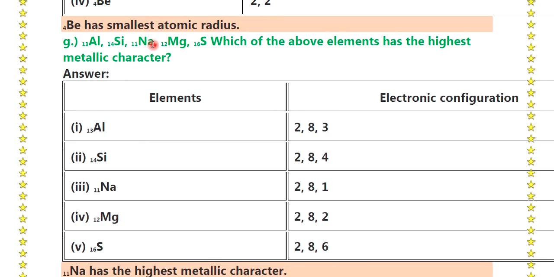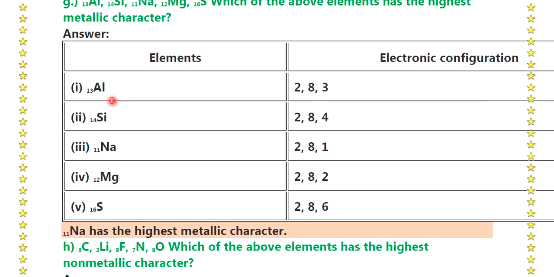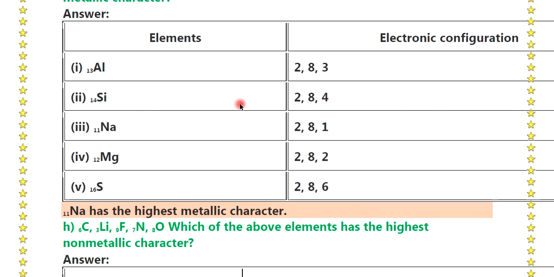G. Aluminum, silicon, sodium, magnesium, sulfur. Which of the above elements has the highest metallic character? Aluminum has electronic configuration 2, 8, 3, silicon has 2, 8, 4, sodium has 2, 8, 1, magnesium has 2, 8, 2, sulfur has 2, 8, 6. Sodium has the highest metallic character.